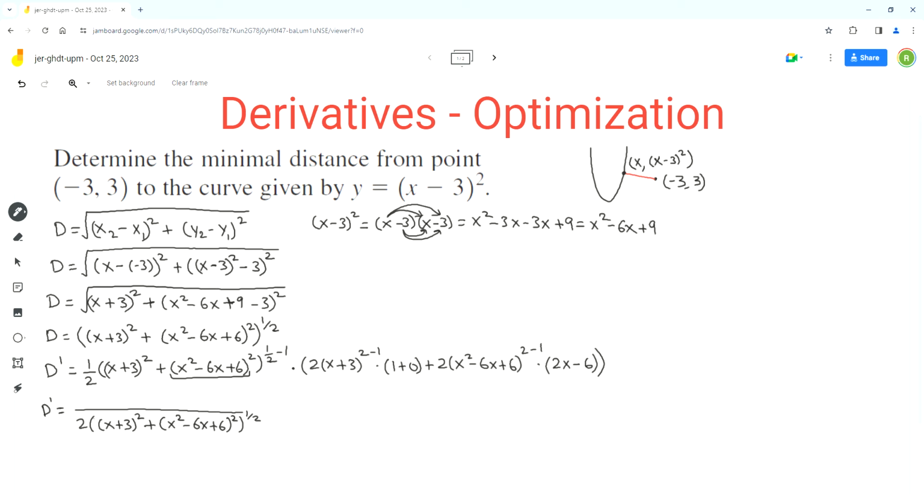Now we can simplify the numerator. So 1 plus 0 is 1 and 2 times 1 will be 2. So in the first part, in the second parentheses, we get 2 times x plus 3. Now the exponent is 1, but we don't write that. And in the second part, we get plus 2 times x squared minus 6x plus 6 times 2x minus 6.